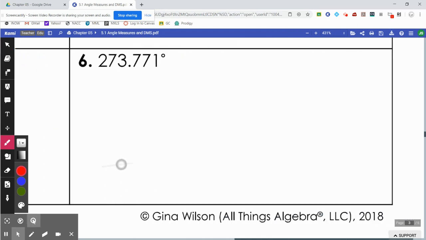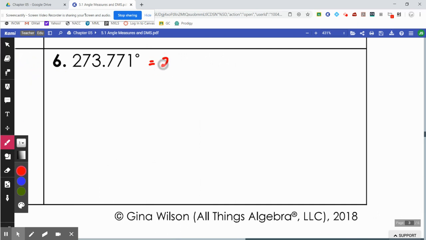Number 6, again, you have 273 full degrees. Now, had this been a negative, let me share something with you. If this is a negative, you would go ahead and put the negative there and then completely ignore the negative from there on out. So don't worry about that.